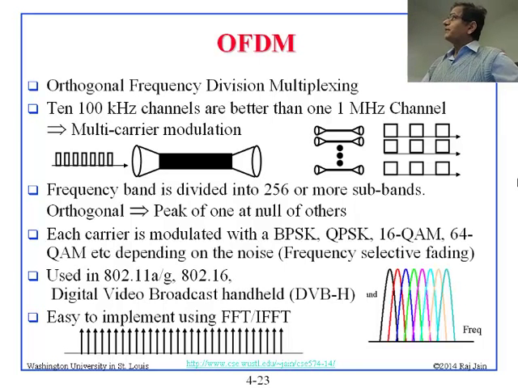So I am given this big channel. Alright, if I want to send, let's just take an example of 1 megahertz, and the coding that I have gives me 1 bit per hertz. So how many bits will I get?